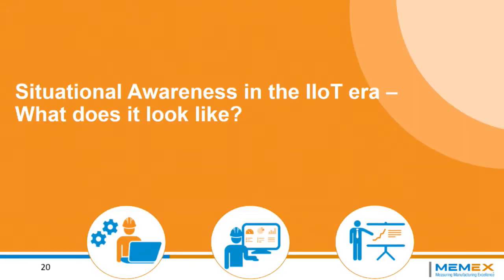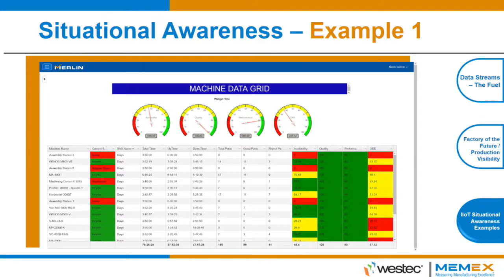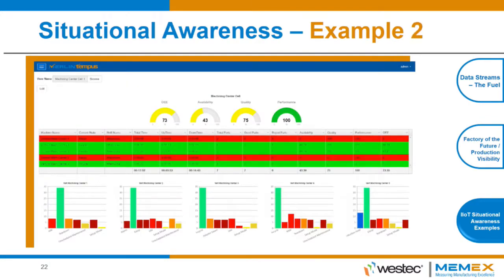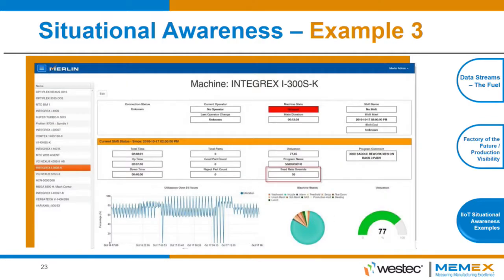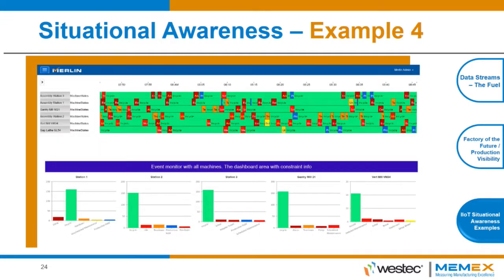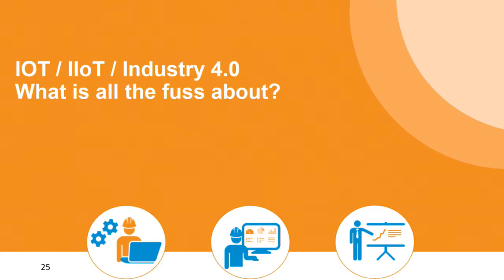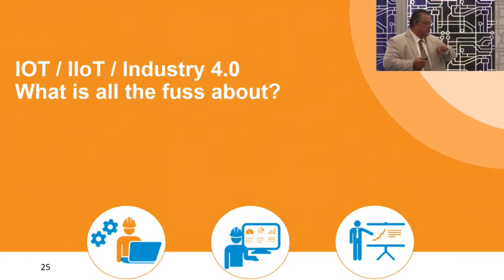What does situational awareness look like in the IoT era? Well, this is an example of it. This might be another example. Here's another example. Yet another example.